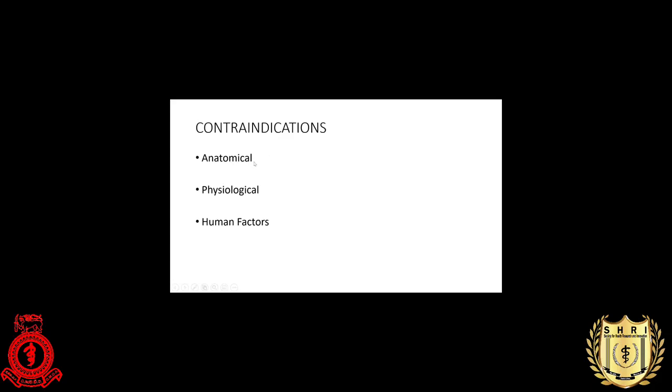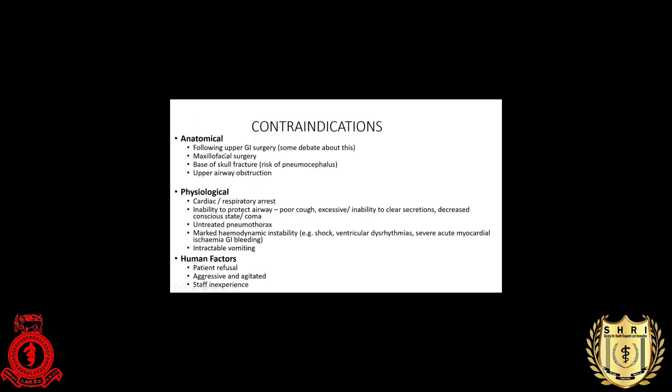What are the contraindications to using non-invasive ventilation? You can categorize them as anatomical, physiological, and human factor. Anatomical means if the patient has recent upper airway or GI surgery, we do not use it, or maxillofacial injury or surgery, or base of skull fracture, or airway obstruction. Physiological, we do not use it if the patient has active cardiac or respiratory arrest, or if the patient is not able to protect his airway, that is poor cough and decreased level of consciousness. Also for the patient with untreated pneumothorax, we are not going to use this mode.